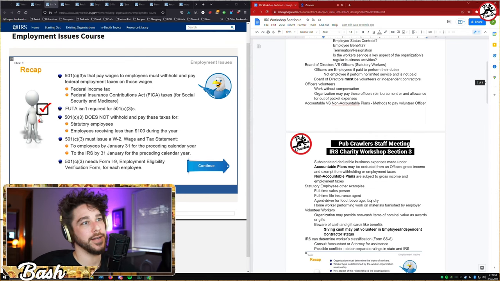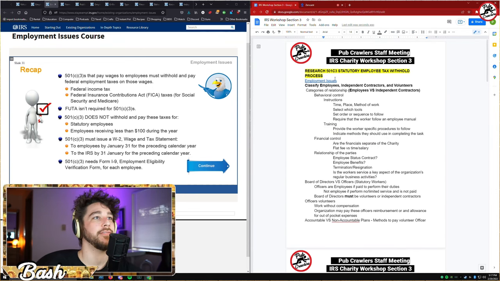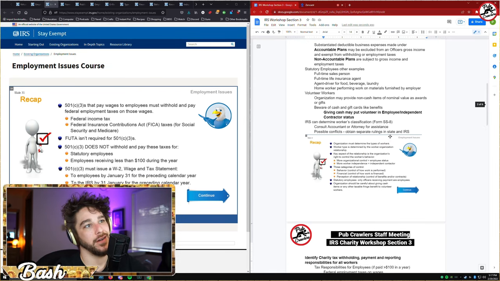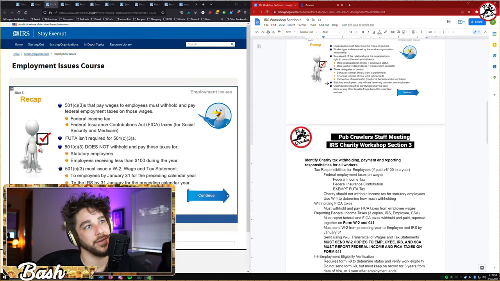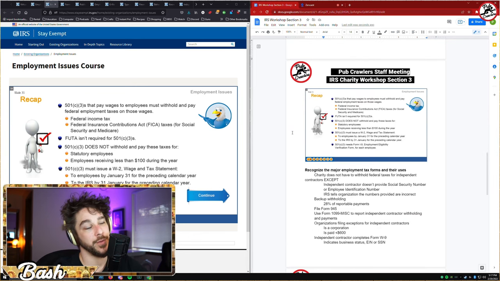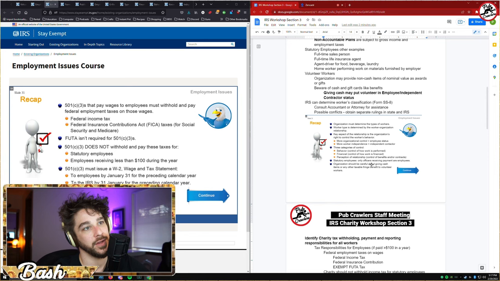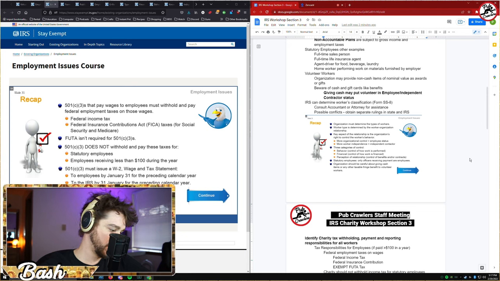All right. I'm calling it on that. We're going to research the 501c3 statutory employee tax withholding process, because I'm not 100% on that. We have it right here: statutory employees, only officers receiving payments are employees, which would mean we would withhold their taxes. However, then right here it says does not withhold and pay taxes for statutory employees. But does that mean that when it says statutory employees, only officers receiving payments are employees, that they are withheld by us or not?